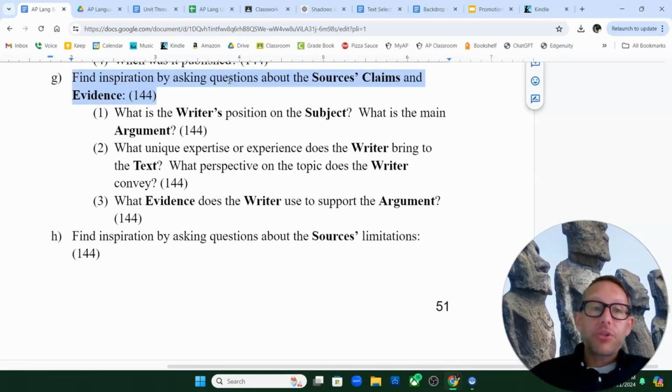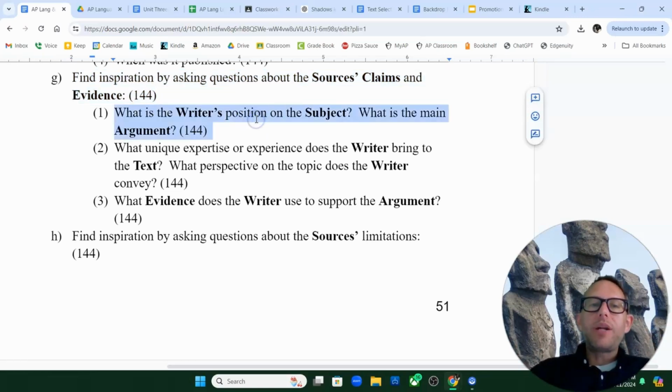So getting into each of those individual things, and hopefully you're asking these questions as early as the first time you're reading them, not just when you're starting to write your essay, but while you're reading them for the first time. But saying to yourself, well, what is the writer's position on the subject? What is the main argument? Does it harmonize with your perspective on things? Does it present good counter-arguments to your ideas on things? Is it going to help you support your argument in some way, shape, or form?